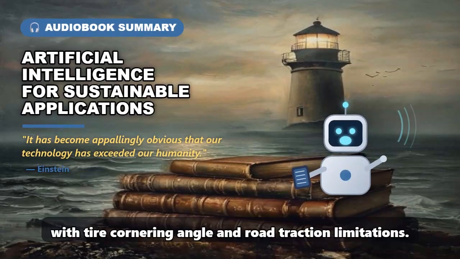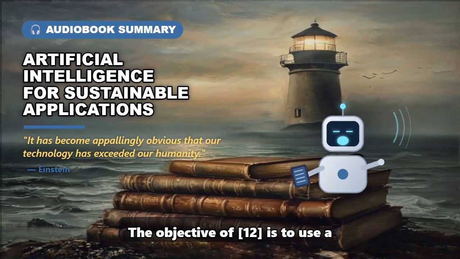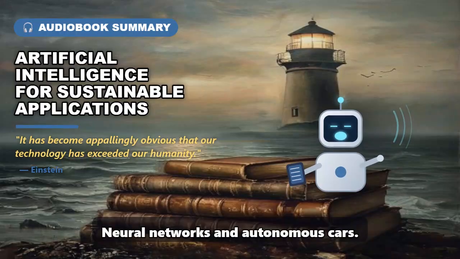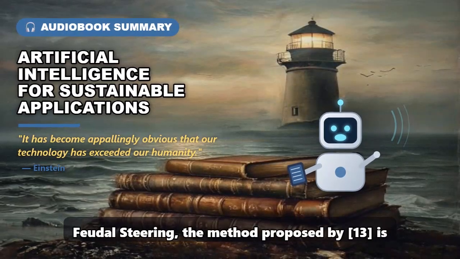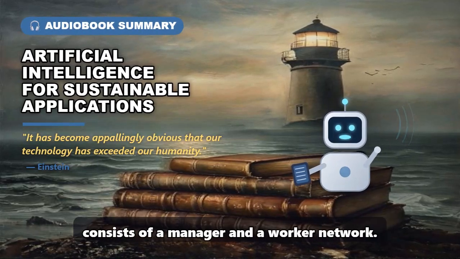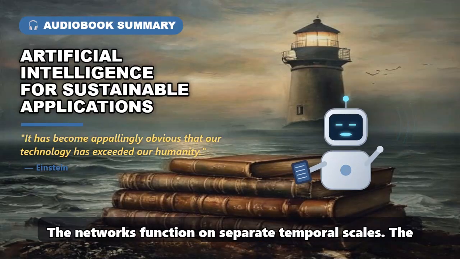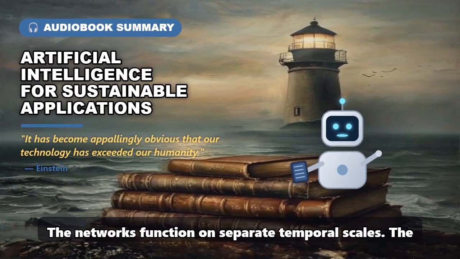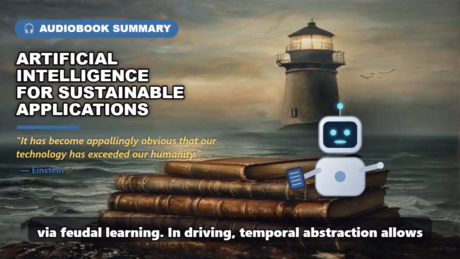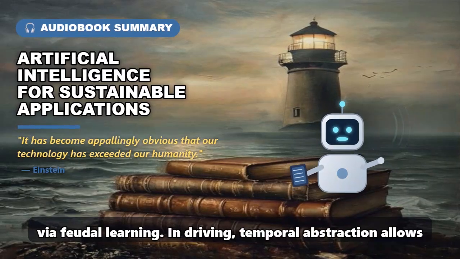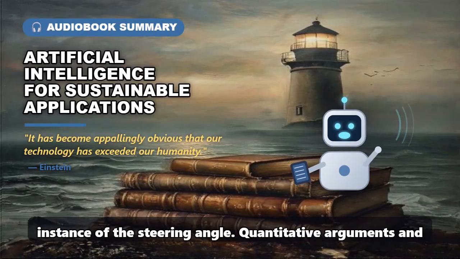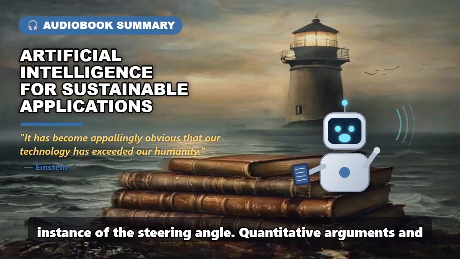traction limitations. The objective of 12 is to use a broad survey to act as a bridge between neural networks and autonomous cars. Feudal steering, the method proposed by 13, is based on current hierarchical learning, HRL, work and consists of a manager and a worker network. The networks function on separate temporal scales. The task is divided into management and worker subnetworks via feudal learning. In driving, temporal abstraction allows for more complicated primitives than a single time instance of the steering angle.